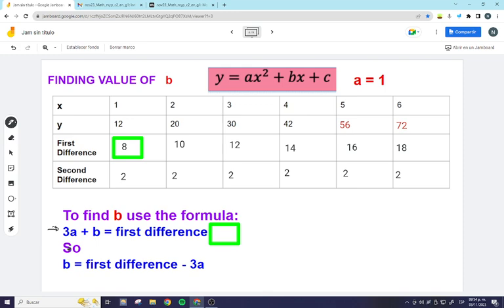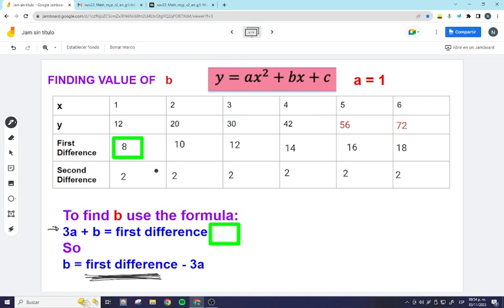So we can rewrite it, and we know that B is going to be the first difference minus 3 times A, or 3A. Okay, but when we're talking about the first difference, look, you have the first difference row, with 8, 10, 12, 14, 16, 18, so which one of these? It's always going to be the first one. We have it indicated here with this green box. So in this case, it's going to be the 8.